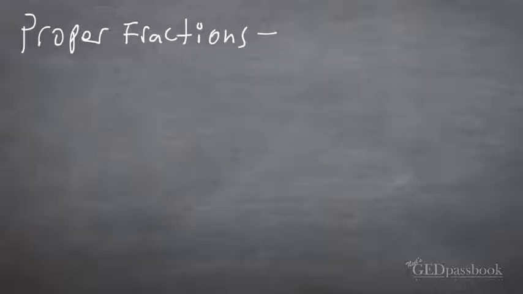Why are they called proper fractions? Well, if we take a look at it, 3 over 4 was the example we had before. Pretty much, the numerator is smaller than the denominator.